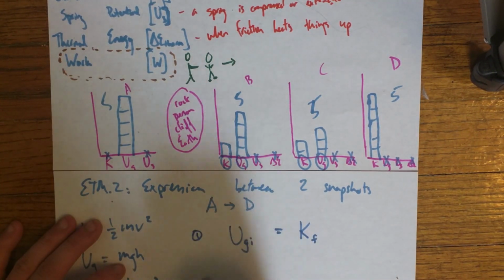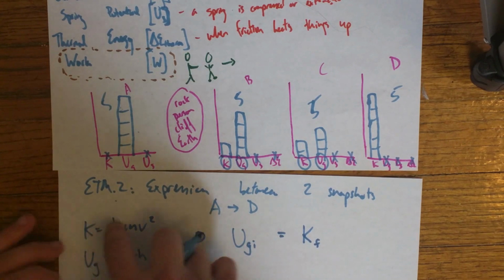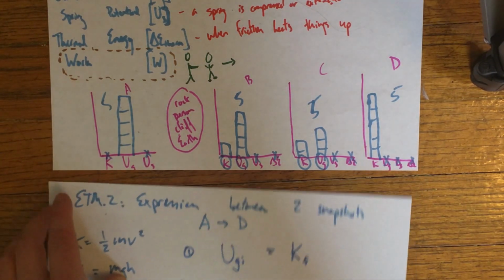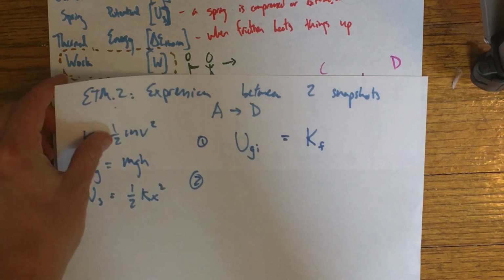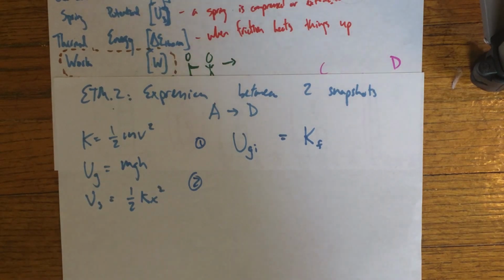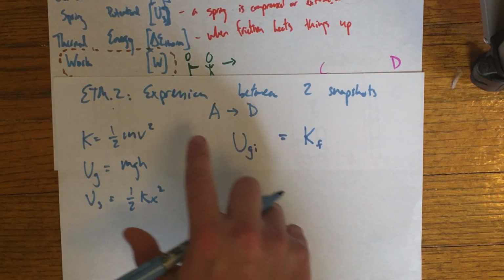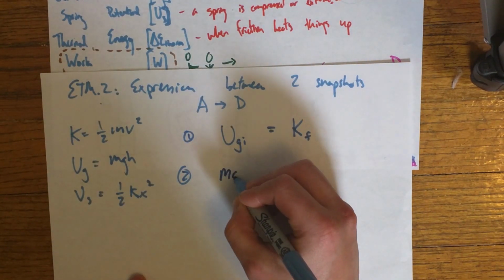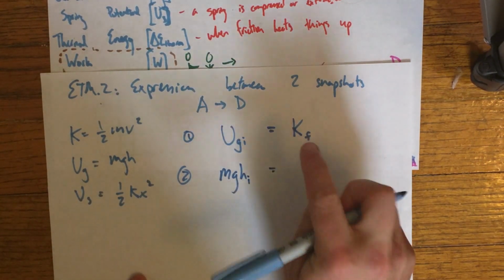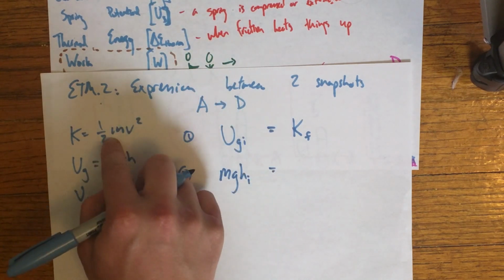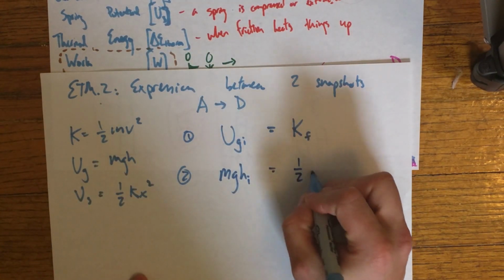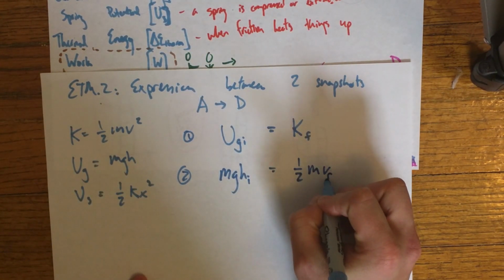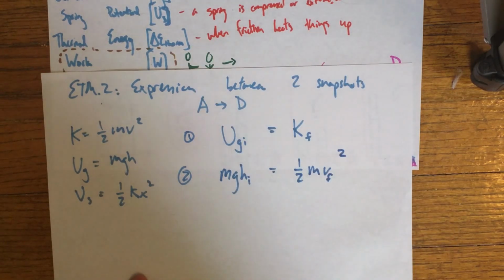So that's step one. Step two is look at your expressions that you have here. You don't even need the little diagram anymore. I have UG. I go over, find the equation for it. It's mgh. So I plug that in. mgh initial equals K. What's the equation for K? I go over here, 1/2 mv squared. And I still put the final because this is in the final case.